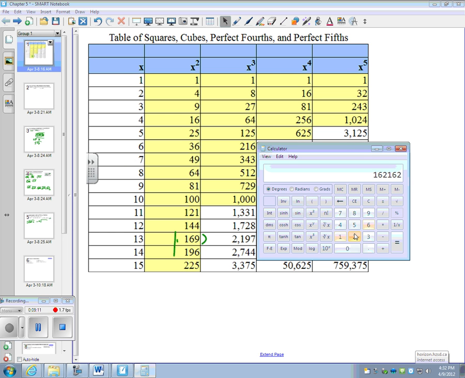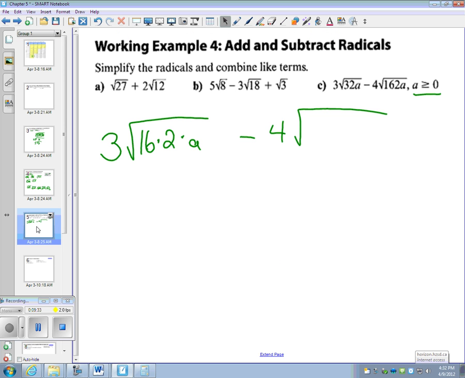162 divided by 64. No. I think 81 is going to do it. I think it's going to be 2, isn't it? Yeah, 81 is going to be our ticket. So we have 81 times 2 gives us 162 times a. I should have seen that one a mile away, shouldn't I?